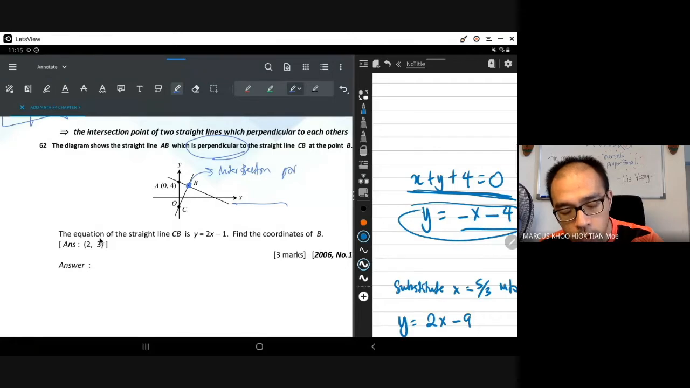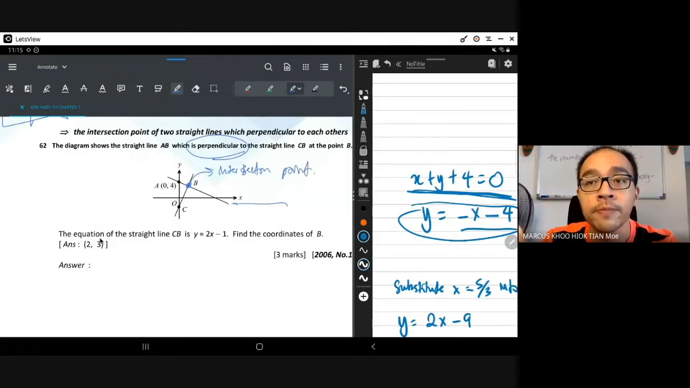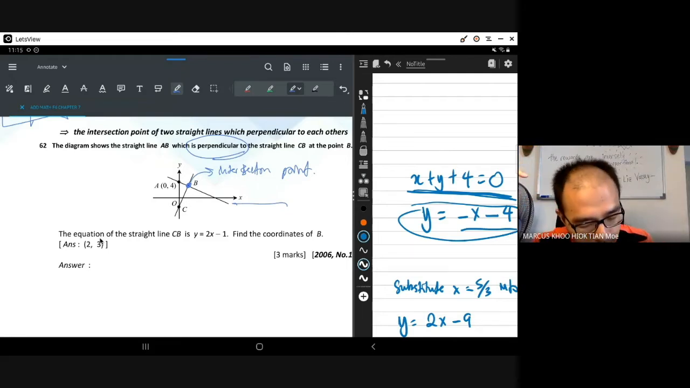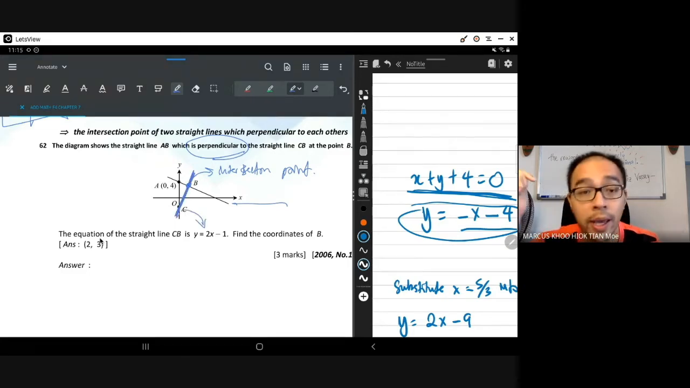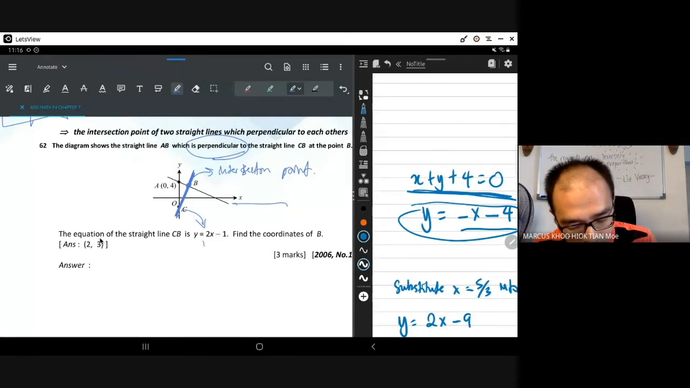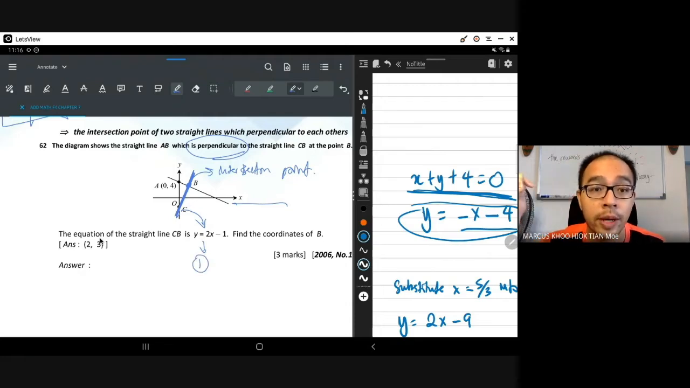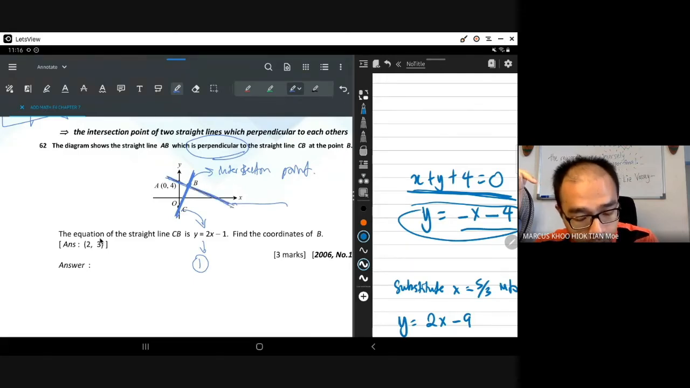Whenever you see an intersection point, we must immediately think about y equals to y. That's the first one. Now, it says the equation of the straight line CB is y equals to 2x minus 1. Got it already, don't need to even think about it. So this is y1, the first y. So let's talk about how to find this second y over here. The good news is we have a point, 0 and 4.